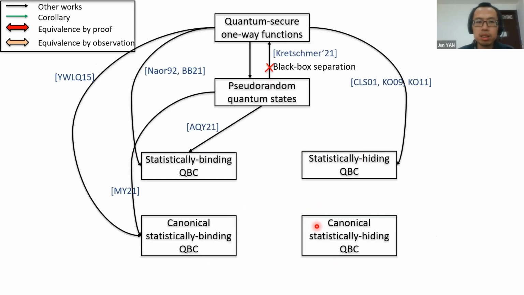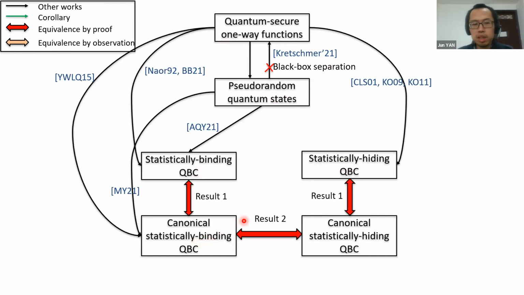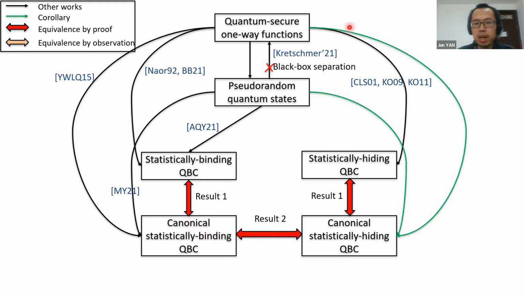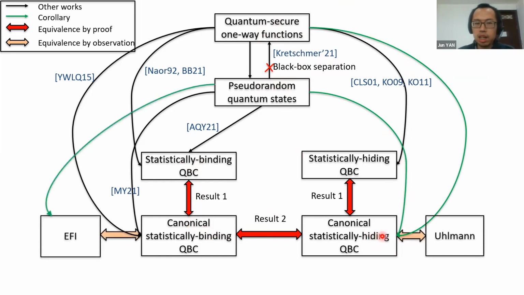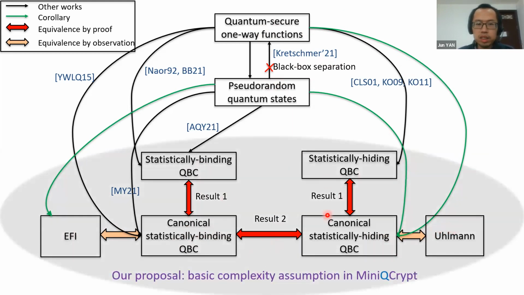So let me conclude my talk with these pictures. We know from other work that from quantum secure one-way functions and pseudo-random quantum states, we can construct QBC or QBC of the canonical form. In this work, we establish these two equivalences, namely the equivalence between QBC and QBC of the canonical form, as well as the equivalence between two flavors of QBC. So it implies that from these two assumptions, we can construct a canonical QBC. And we also observe that two flavors of canonical QBC are equivalent to EFI and Wolman. And we propose to study all this bunch of equivalent objects as the basic complexity assumption in Minicrypt.